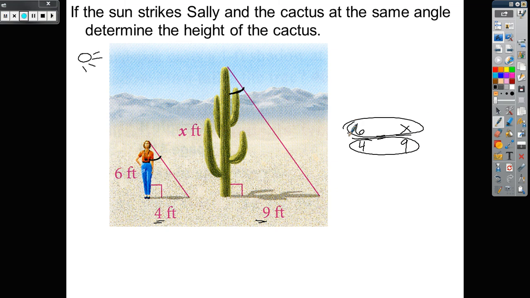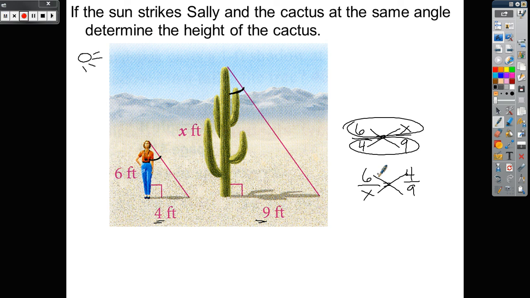Okay? Now, another way you could set it up would be the 6 and the x correspond, do them vertically. We come back to the original triangle, the 4 and the 9 correspond. You notice here, we talked about this earlier, that the cross product of these two, let's see here, 4x is equal to 54. 4x equals 54, you know you've got the same answer either way. And so just making sure that you know how to set up those proportions.